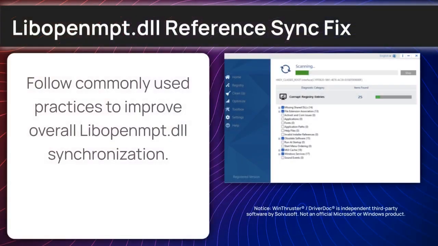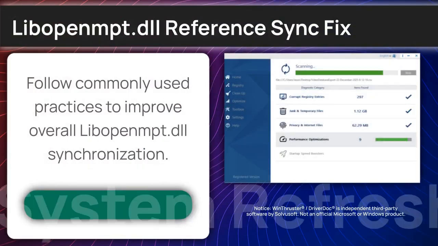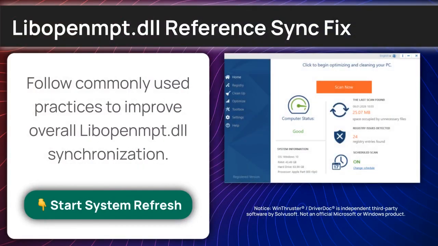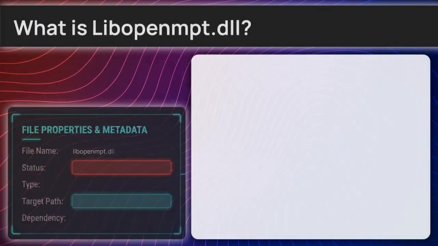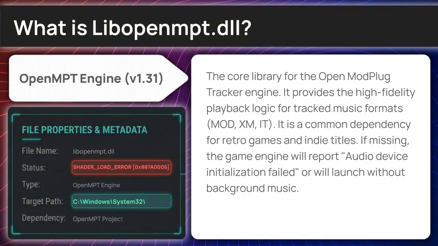To start our troubleshooting for Libopenmpt Module Tracker Library, you can follow my manual steps or use a utility for a clean environment review. This is the Libopenmpt Module Tracker Library, the core library for the OpenModPlug Tracker engine. It provides the high-fidelity playback logic for tracked music formats, MOD, XM, IT. It is a common dependency for retro games and indie titles. If missing, the game engine will report audio device initialization failed, or will launch without background music.